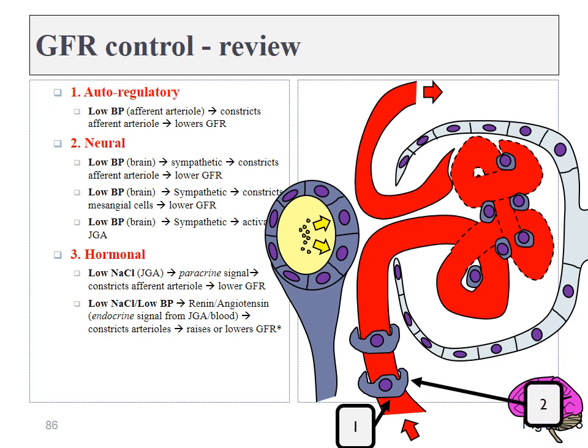The sympathetic nervous system can also activate the smooth muscle of the afferent arteriole, shutting down filtration. Lastly was hormonal regulation. A drop in blood pressure or a drop in sodium could be detected here in the macula densa. Either of these two could lead to the release of renin, which activates angiotensin I, which activates angiotensin II, which causes body-wide vasoconstriction, and that raises blood pressure. Vasoconstriction of the afferent arteriole also reduces GFR, which should help to raise blood pressure.